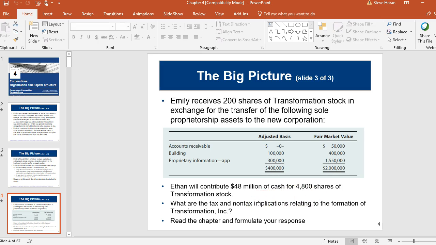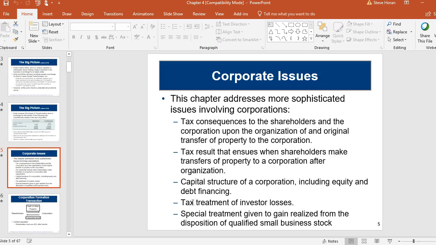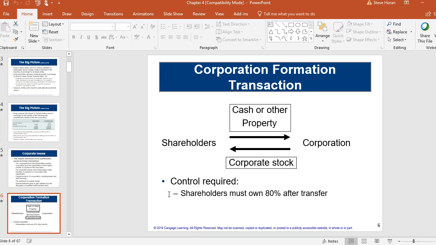What are the tax and non-tax implications? And then read the chapter to formulate a response. So that's essentially the big overarching topic to think through here. So corporation issues, then, this is kind of where it starts on page 2. The chapter addresses issues such as tax consequences of the shareholders and the corporation upon organizing and transferring property, tax result that ensues when the shareholders make transfers of property, capital structure of the corporation, including equity and debt financing, tax treatment of investor losses, and special treatment given to gain realized from the disposition of qualified small business stock.